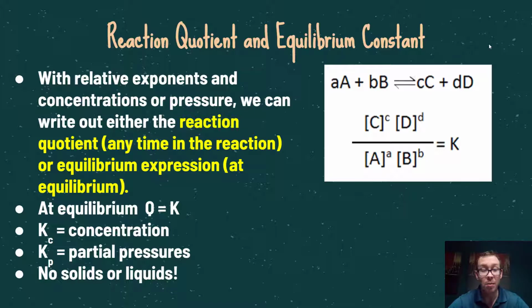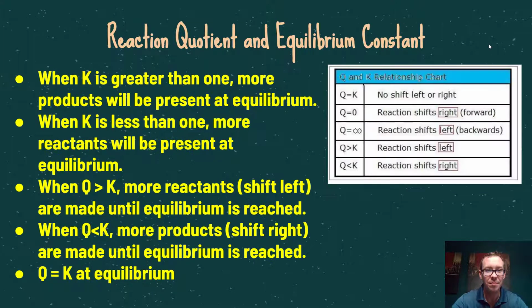Sometimes you may see variables like Kc, which is just an equilibrium constant for concentration, or Kp for partial pressures. You can convert those two variables into one another. We won't have to worry about that in this class. And do remember that when we are finding equilibrium values, we do not have any solids or liquids. They do not have a concentration, nor do they exert a partial pressure. So we don't include solids or liquids in our equilibrium expressions.